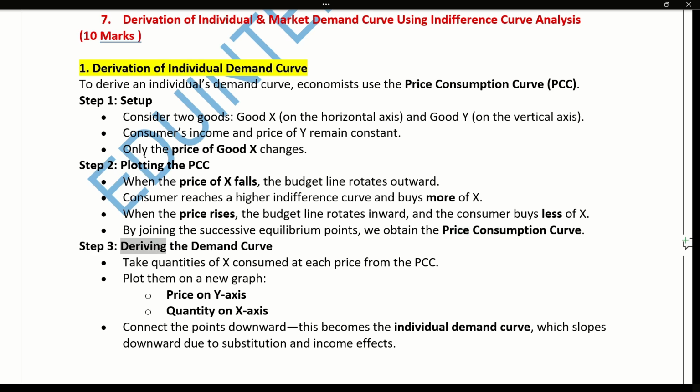Step 3. Deriving the demand curve. Take quantities of X consumed at each price from the PCC. Plot them on a new graph. Price on Y-axis. Quantity on X-axis. Connect the points downward. This becomes the individual demand curve, which slopes downward due to substitution and income effects.